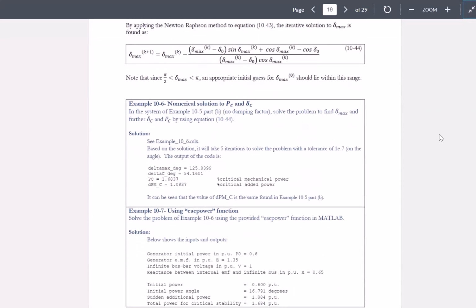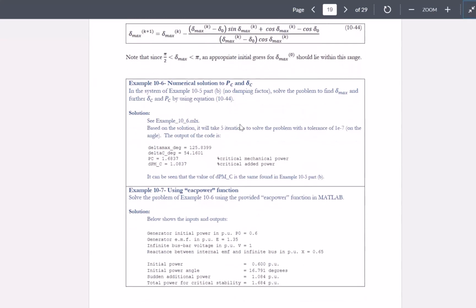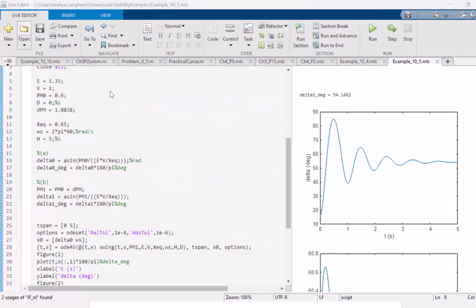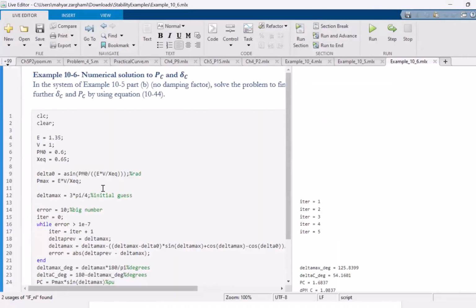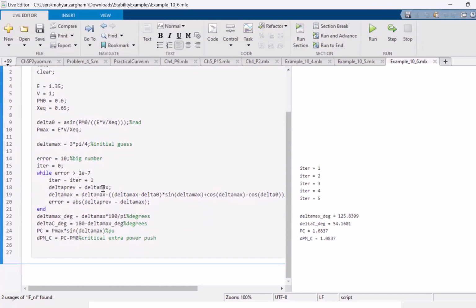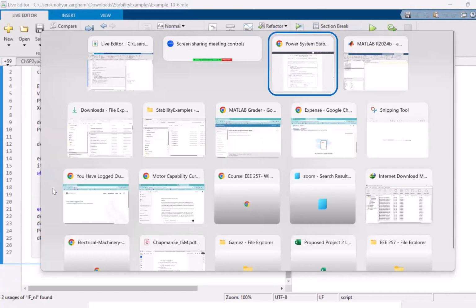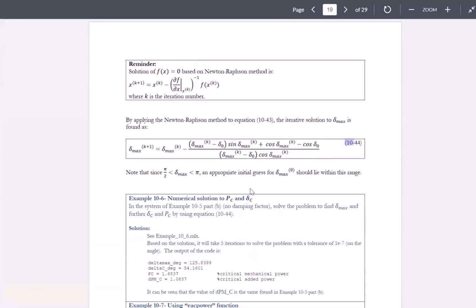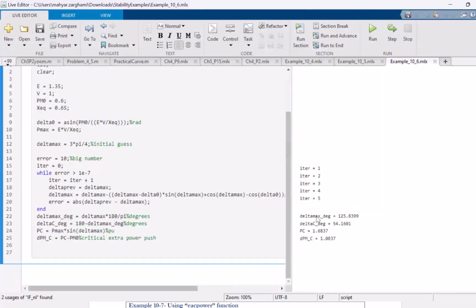So this gives you example 10.6. In example 10.6, the same system has now been solved in order to find delta max. We've used the Newton-Raphson method based on equation 1044 to solve for delta max. And as you can see, the delta max in degrees has been found at 125. Delta C, the critical clearing angle, which is smaller than 90 degrees, is 54.